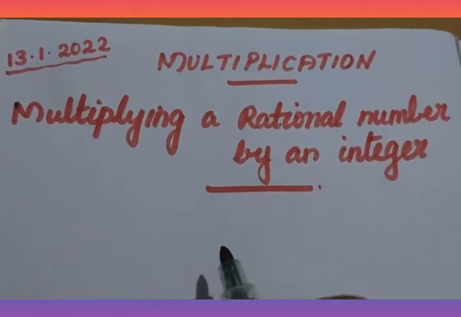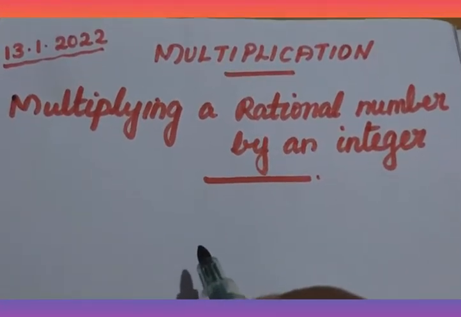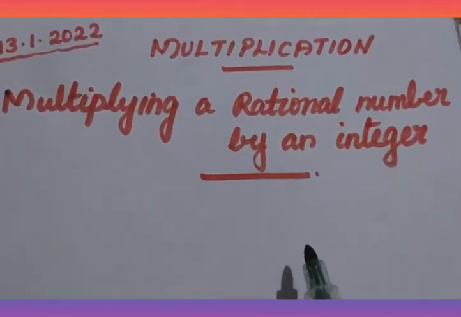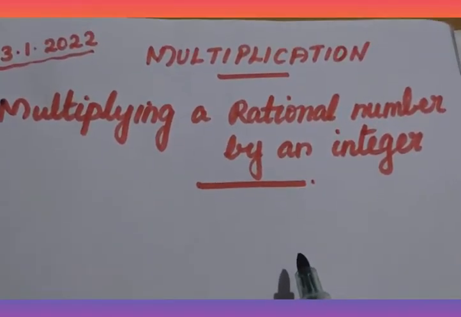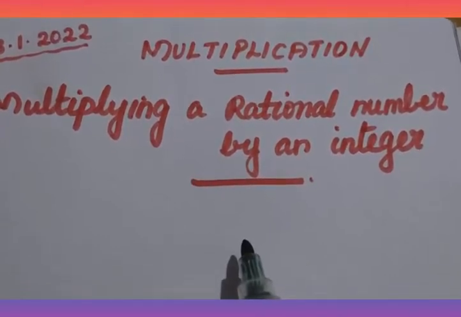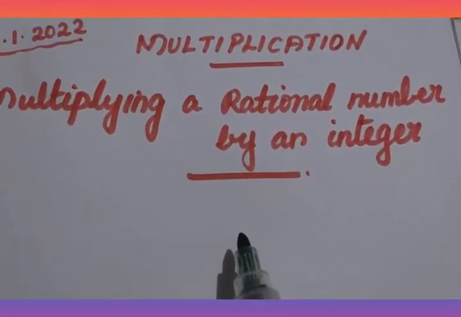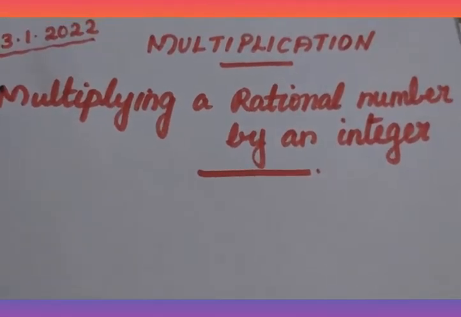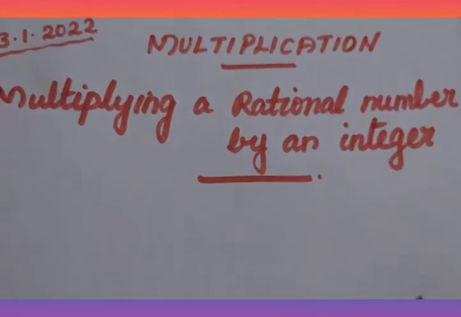Children, today we shall learn about multiplication. Okay, multiplying a rational number by an integer. Children, we have already learned multiplication of integers as well as multiplication of fractions, isn't it? Here, multiplying a rational number by an integer.